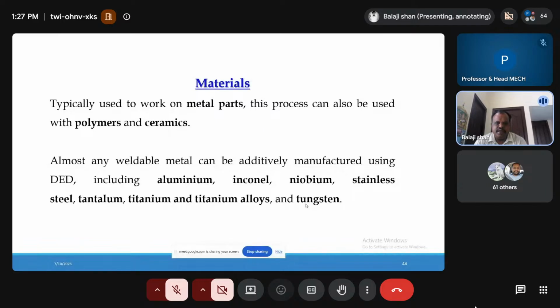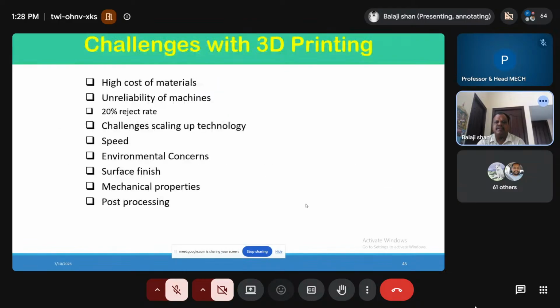Typically, direct energy deposition is used for manufacturing metal parts. This process can also be used for polymers and ceramics. Almost any weldable metal can be additively manufactured using the direct energy deposition process. Especially this process is used for fabricating components for aircraft parts and submarine parts. The most widely used metals are aluminum, inconel, niobium, stainless steel, tantalum, titanium and titanium alloys, and tungsten.